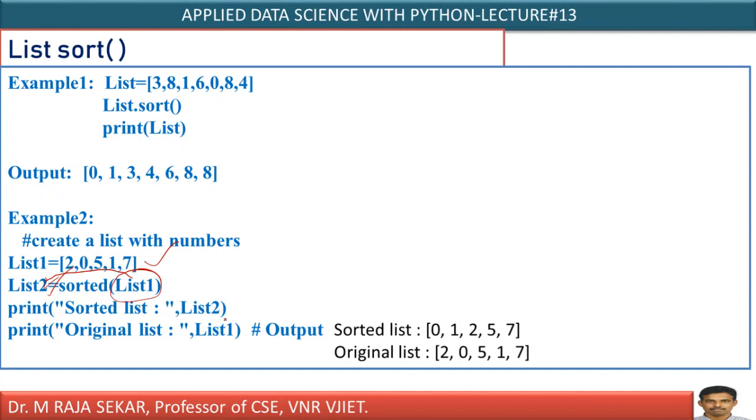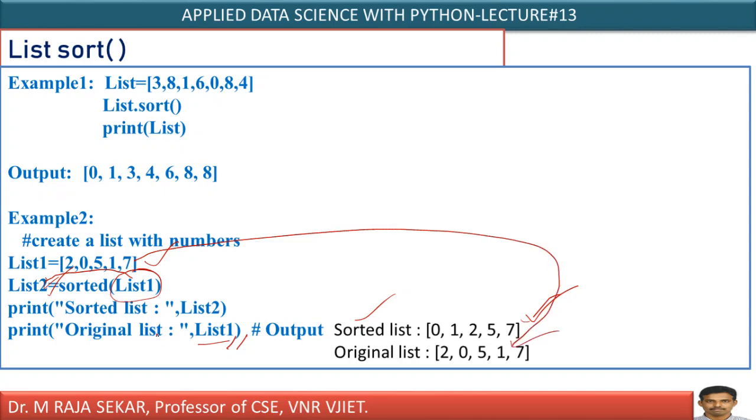If I display, what happens? Sorted list message, comma, list 2. What is list 2? I am collecting all the sorted elements of list 1 in list 2. I am displaying the elements and there you will get elements in increasing order. If you want to display the original list, in the case of original list what happens? List 1 remains same. Just see, list 1 remains same.